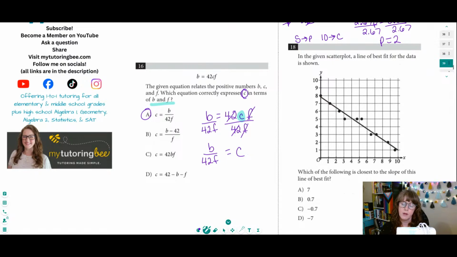In the given scatter plot, a line of best fit for the data is shown. Which of the following is closest to the slope of this line of best fit? So we have a line of best fit here.